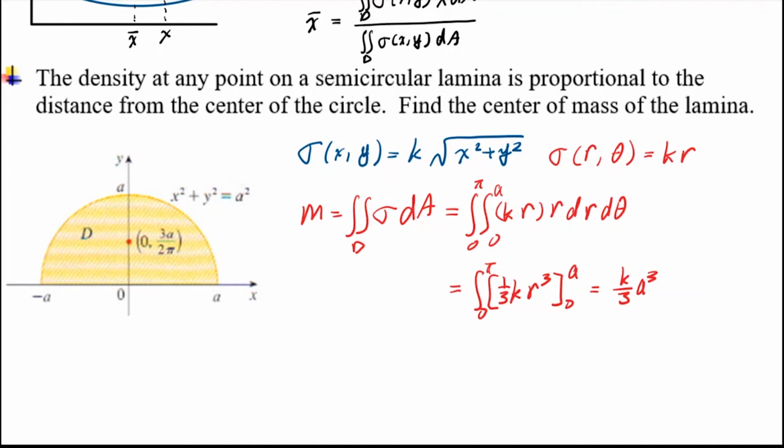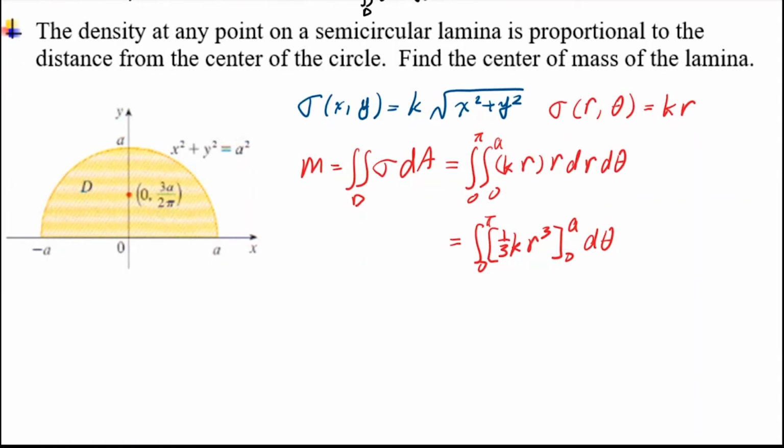You with me? What am I doing? I forgot to evaluate with respect to theta. So that thingy now is integrating with respect to theta. Do you see you just pick up pi? Or do you want me to integrate it for you? So this thing just becomes k pi over 3 a cubed.